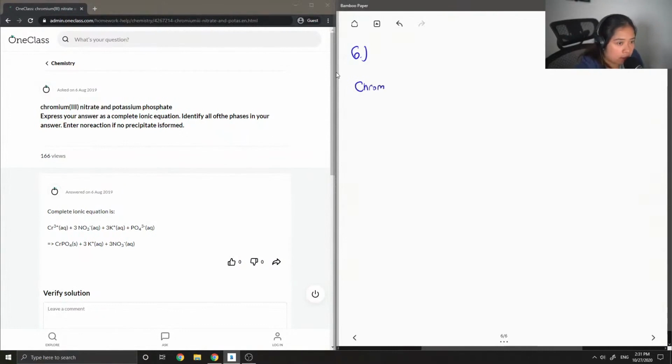So, chromium-III, which indicates its oxidation state, in order to neutralize this nitrate, and potassium phosphate. So I'm first going to write out what these compounds look like.